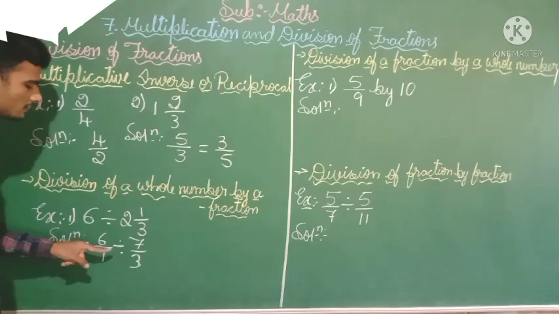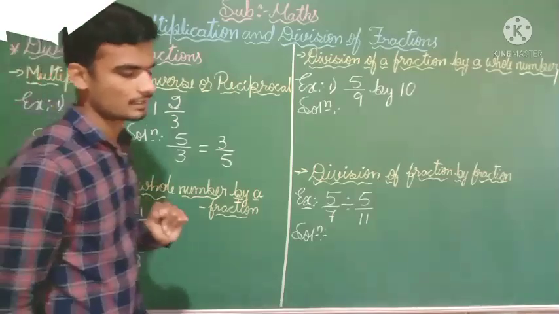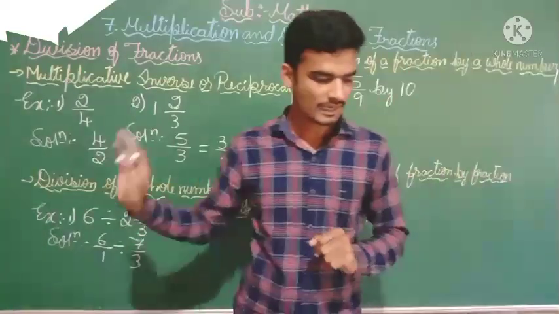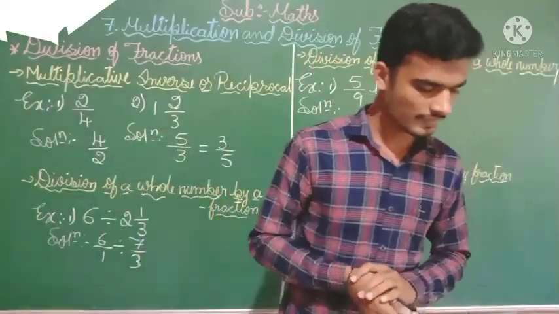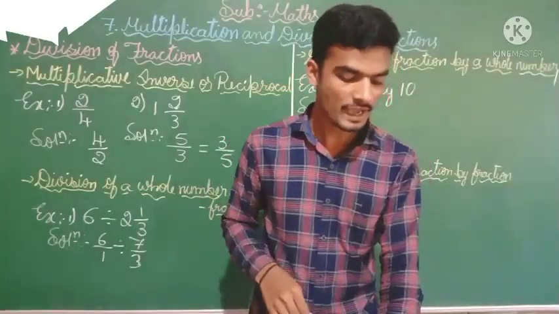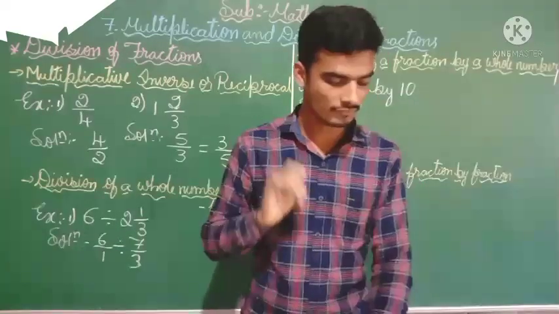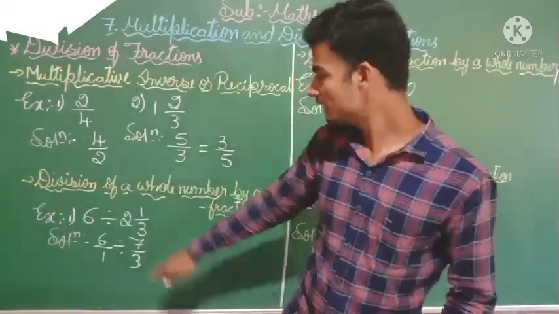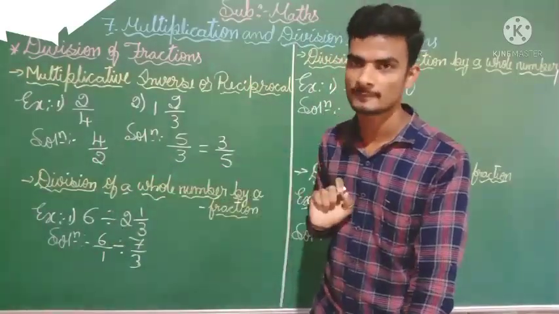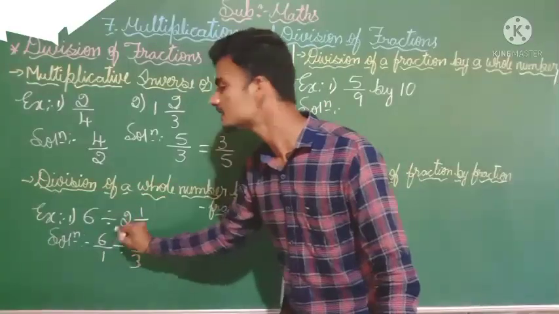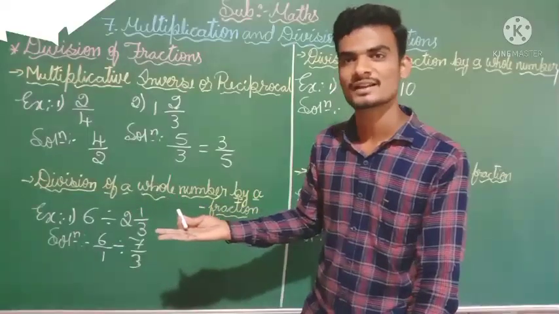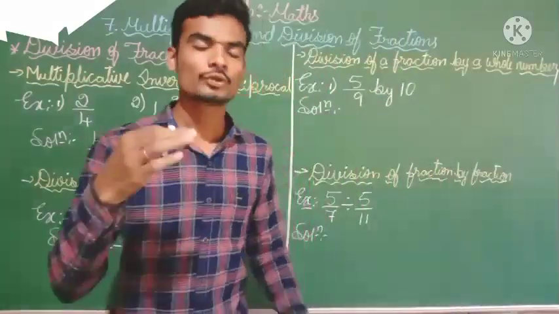So 6 by 1 divided by 7 by 3. Next, what do we have to find? If a problem arises like this, what do we have to do? We have to multiply. See, they have given: replace the fraction by its multiplicative inverse. Replace the division symbol by a multiplication symbol. Which symbol do we want to replace this division symbol with? That is the multiplication symbol. That is what we have to do.